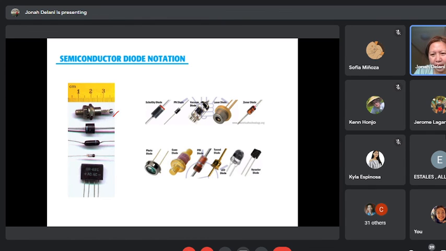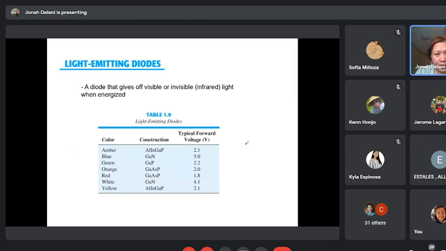Anyway, the specification sheets also indicate where the cathode and the anode are. This is the lead, the one that lights up. That is also a diode, a light emitting diode. So another special type of diodes are the light emitting diodes.